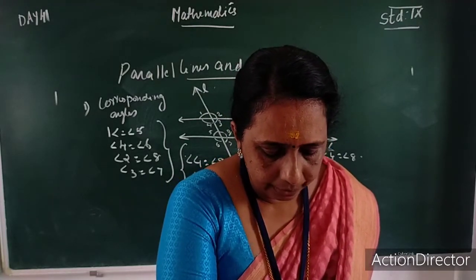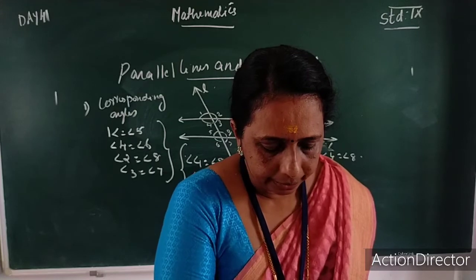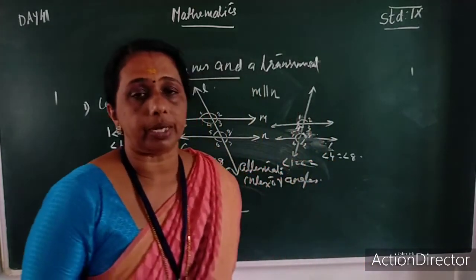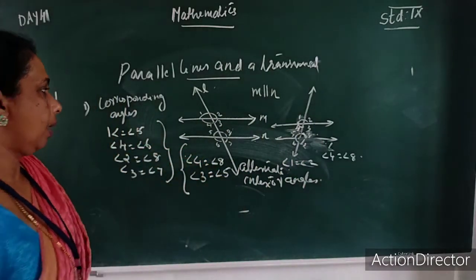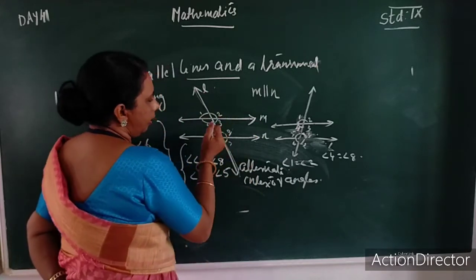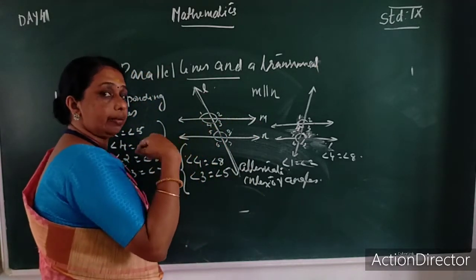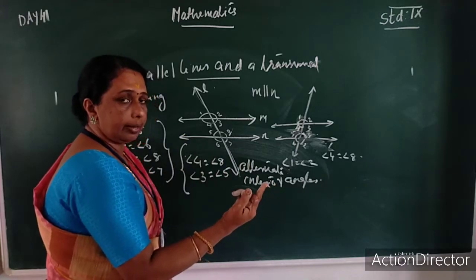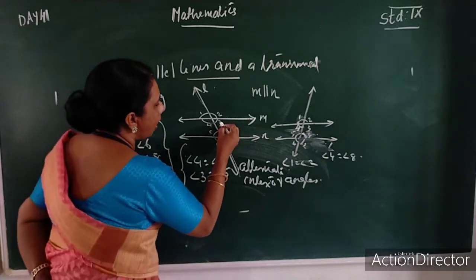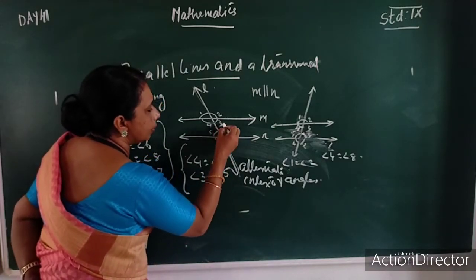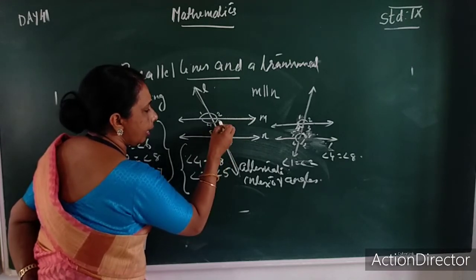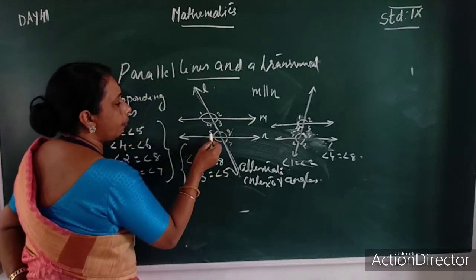If a transversal intersects two parallel lines, then each pair of interior angles on the same side of the transversal is supplementary. When two parallels are intersected by a transversal, the interior angles on the same side of the transversal are named co-interior angles or allied angles. These two angles, co-interior angles or interior angles on the same side of the transversal: angle 3 and angle 8, and angle 4 and angle 5.